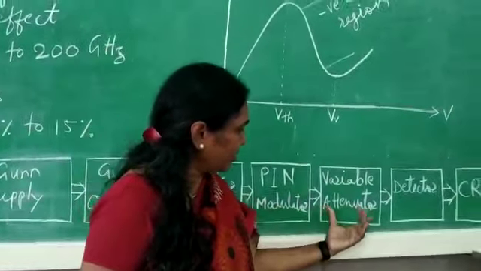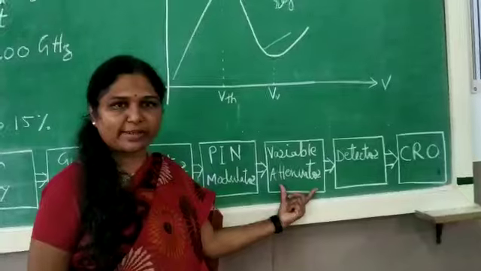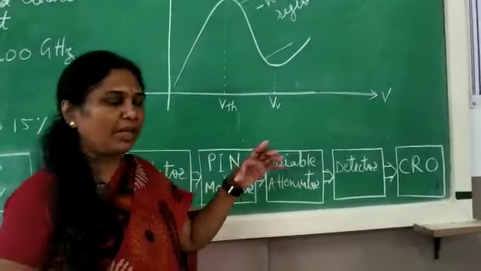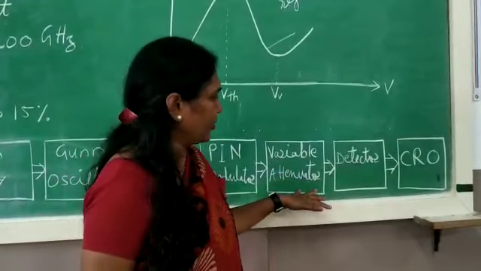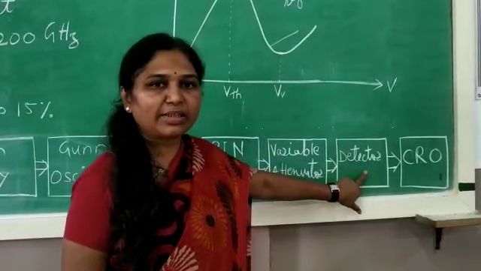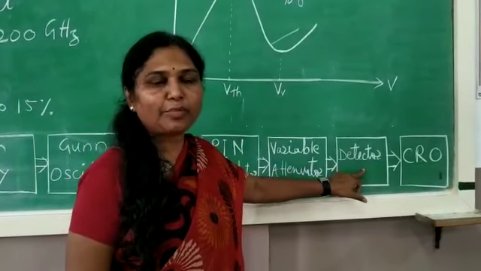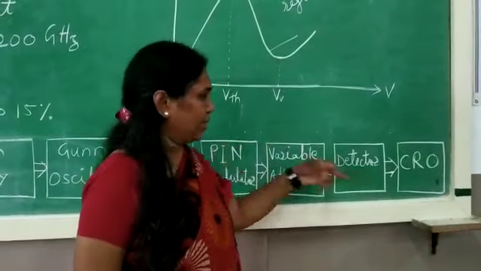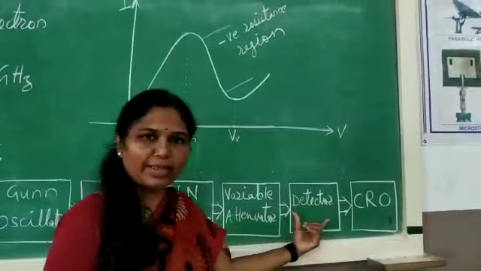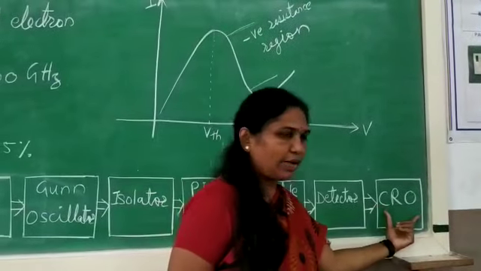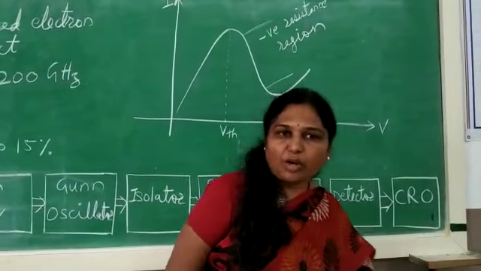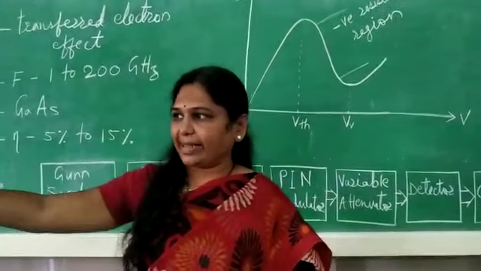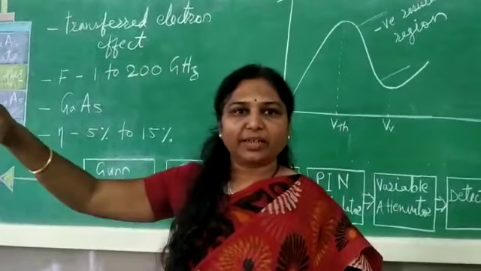Then here we use the variable attenuator to change the level of the output microwave signal. Then we use the detector to separate the modulating signal from the RF signal, and then that modulating signal we can observe on the CRO. Now we'll see the actual practical setup to take the readings.